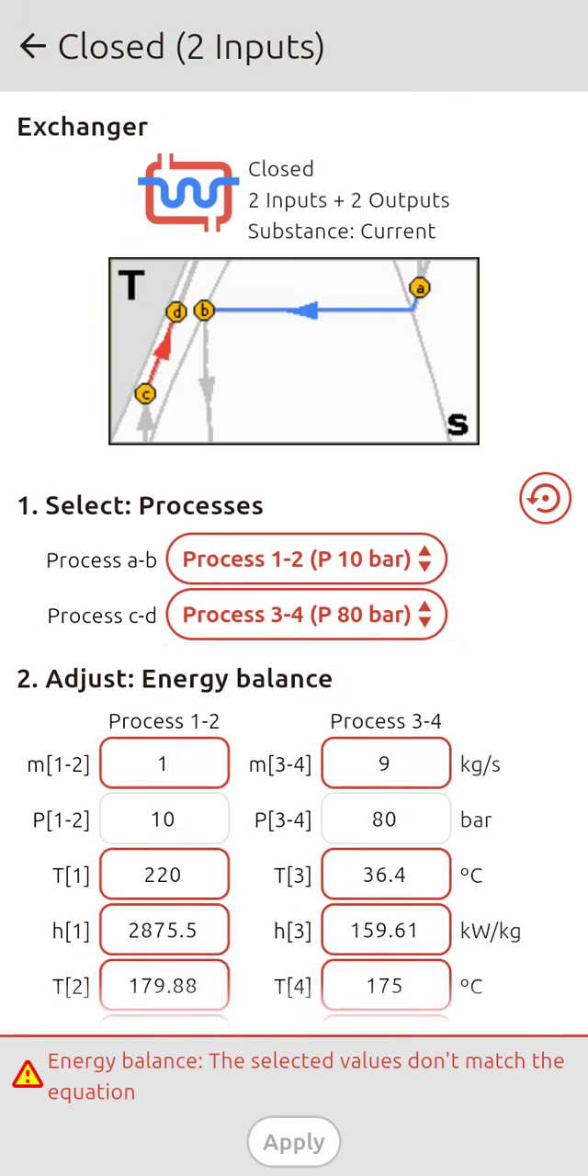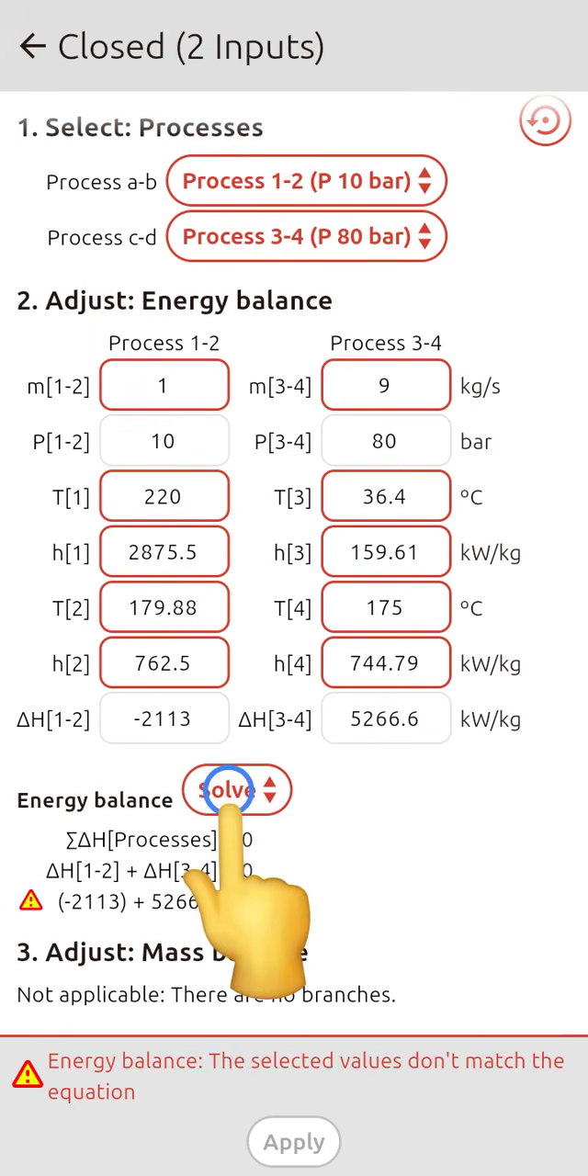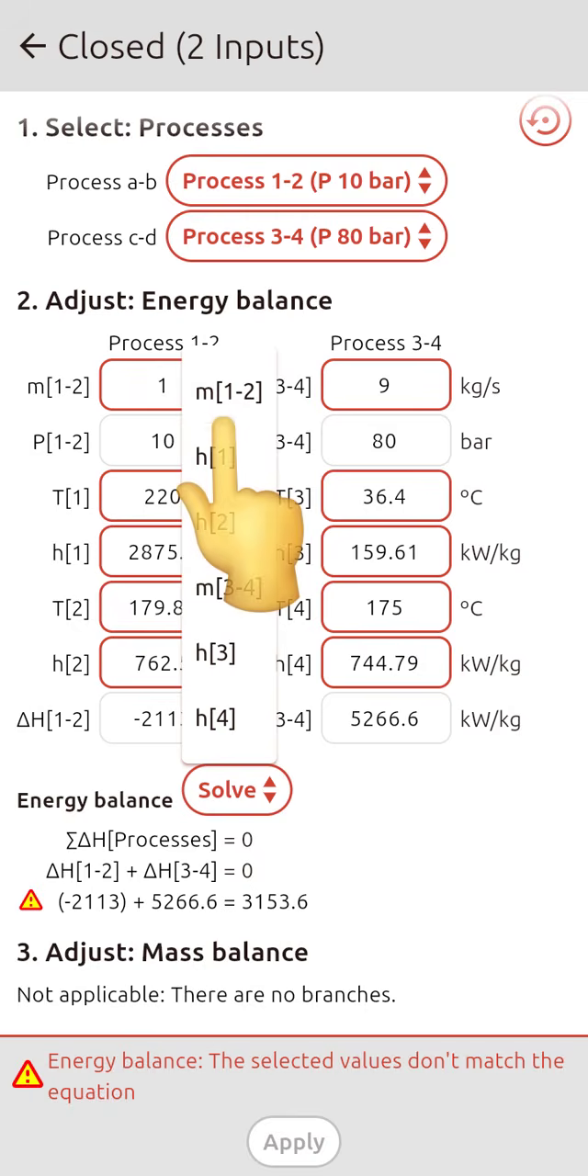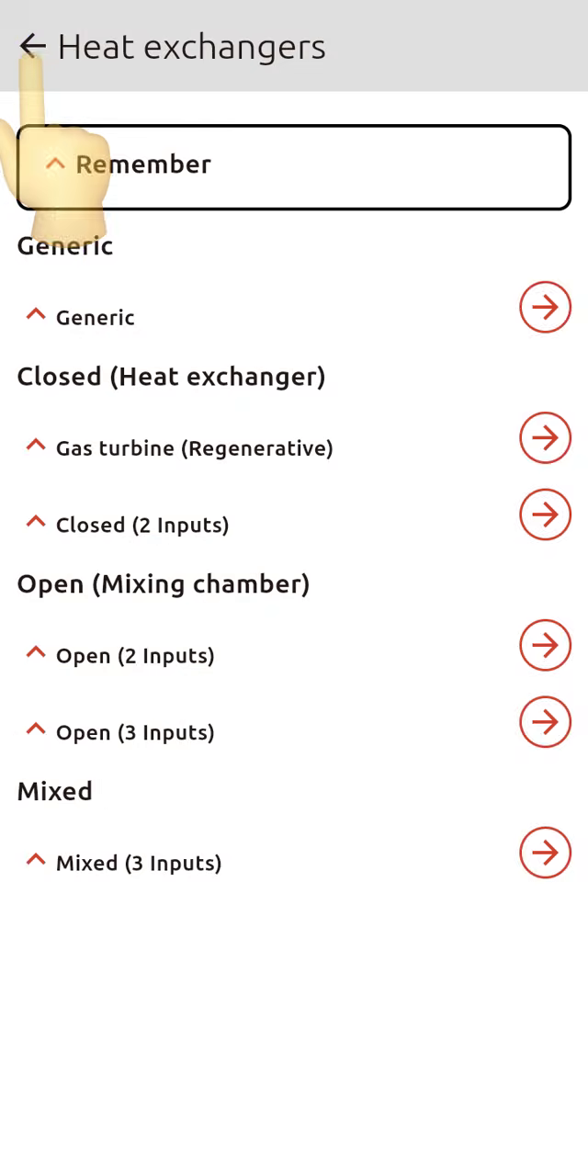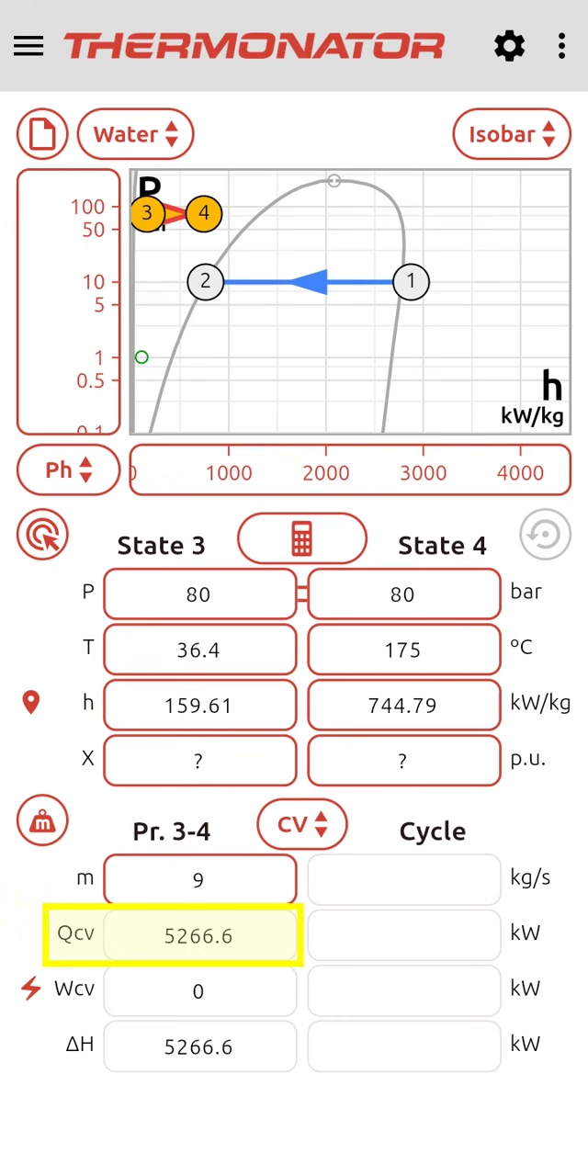We solve for the mass of process 1, 2, using the energy balance equation, as it is the only unknown in the equation. We see that, although the heat exchanger does not exchange energy with its surroundings, the internal processes exchange 5,266 kilowatts of energy.